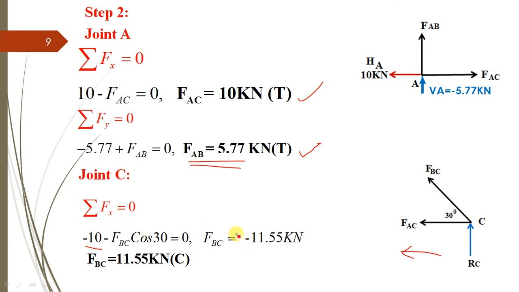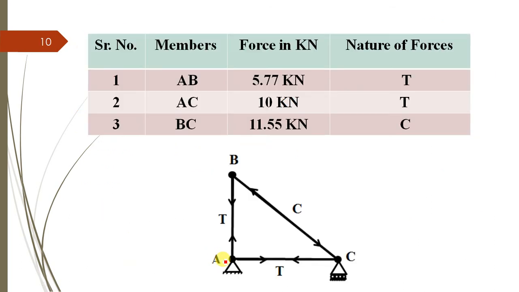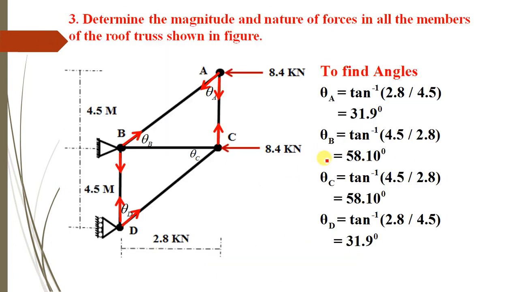After solving this, you will get F of BC is minus 11.55 kilonewton. So F of BC is now known to us. Now I have indicated all the forces. Only for F of BC we get the minus, so it indicates that the assumed direction is wrong. So I have shown it by the arrows which are going away from each other. So it is compression. Got it? So 3 members we have already solved.